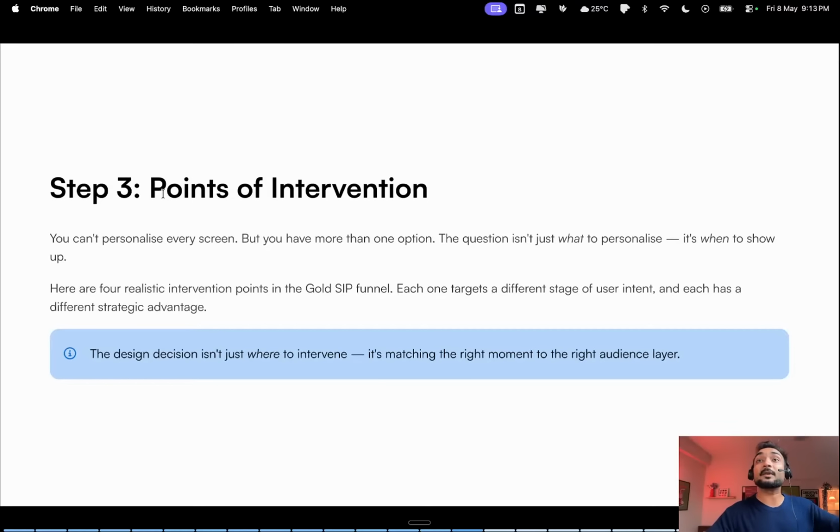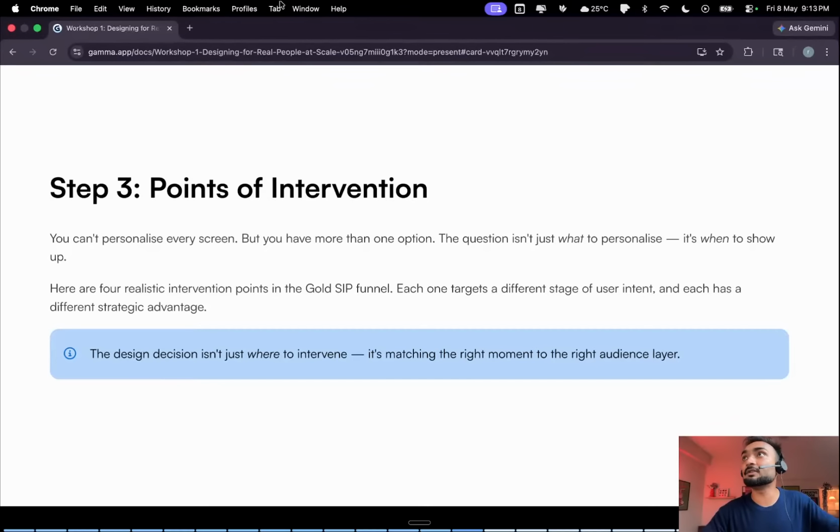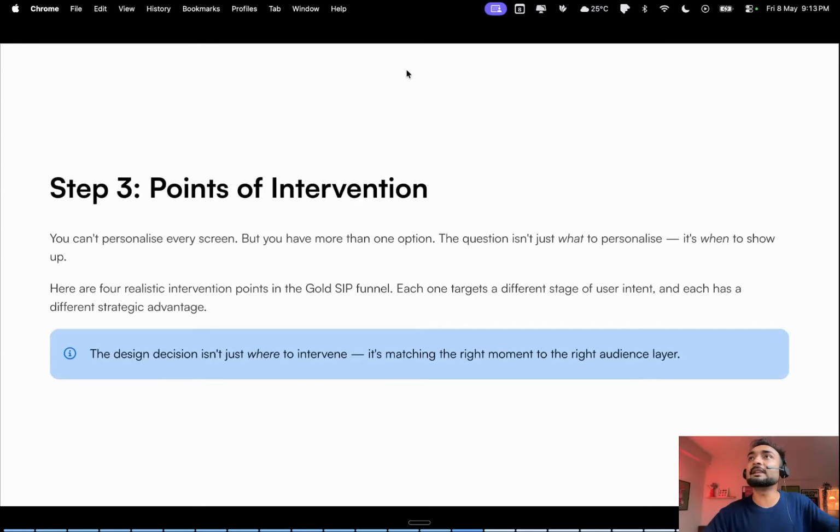Now let's quickly go through the four points of interventions. I wanted to see if I was able to cover the session faster. I would have gone through them in a lot more detail, but again, we'll do it in product anatomy anyways.